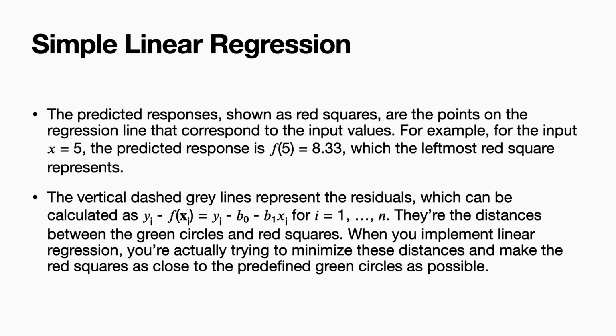The vertical dashed gray lines represent the residuals, which can be calculated as yi - f(xi) for i = 1, ..., n. They're the distances between the green circles and red squares. When you implement linear regression, you're actually trying to minimize these distances and make the red squares as close to the predefined green circles as possible.